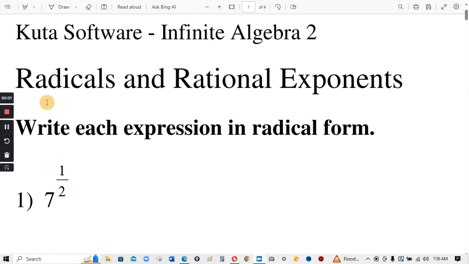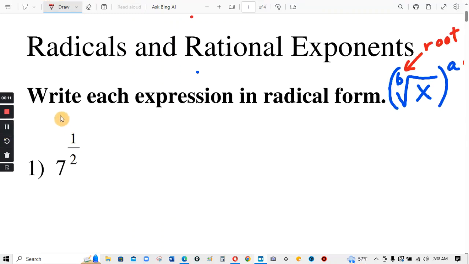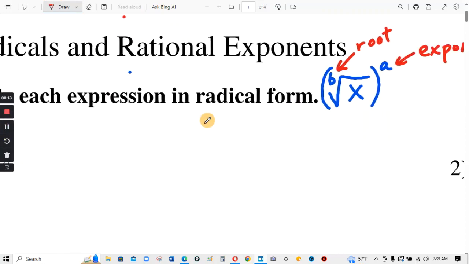This will be for the Kuta software worksheet, radicals and rational exponents. All right, so in the first section, they want us to write each expression in radical form. So what does that mean?